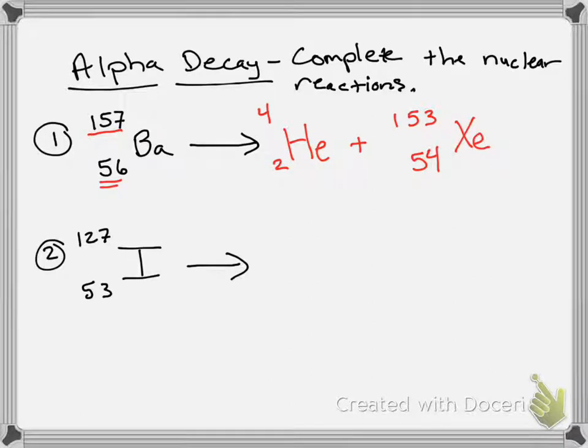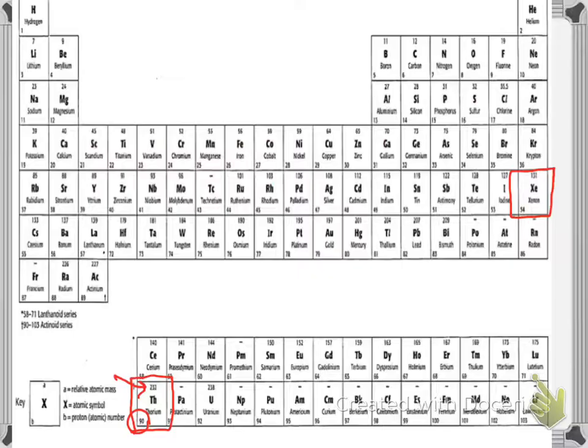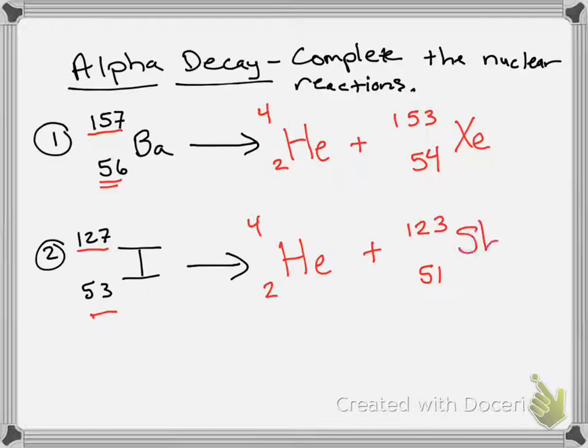Next one. Also alpha emission. So we put He 4 2. Now, this number will decrease by 4 and the atomic number will decrease by 2. So 127 minus 4 is 123. 53 minus 2 is 51. Now let's go to our periodic table and see who has atomic number 51. Here it is, Sb. So you can put here Sb. And now we are finished. We have completed the nuclear reactions for alpha decay.